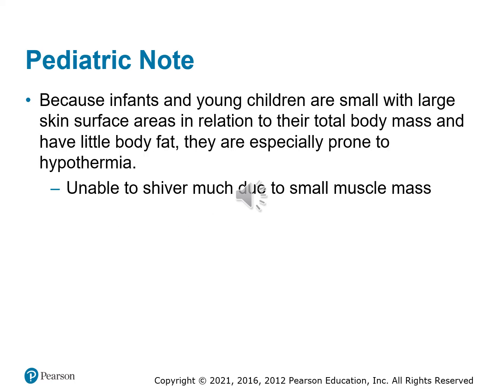Now, a pediatric note with this is going to be that infants and young children are small, but they have a large skin surface area in relation to their total body mass. They also have, generally speaking, less body fat. So these two things together are going to make them more prone to hypothermia. They're also unable to shiver nearly as much as an adult due to the smaller muscle mass. So pediatrics, geriatrics are going to be the two that are most susceptible to hypothermia.